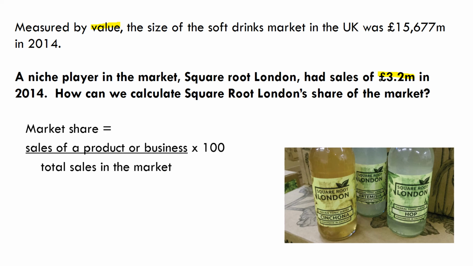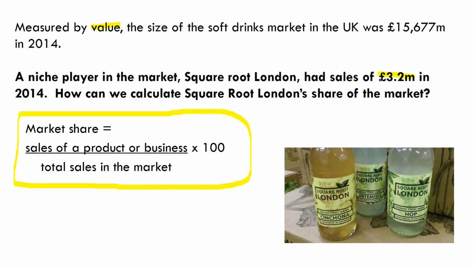In order to calculate that, we need to use this formula. And this is an important formula that we need to take down. The market share of a business is the sales of a product or business divided by the total sales in the market times 100. So in this situation, the sales of the business are 3.2 million. The total sales in the market are 15,677 million. So we do 3.2 divided by 15,677 times by 100 to get a percentage.